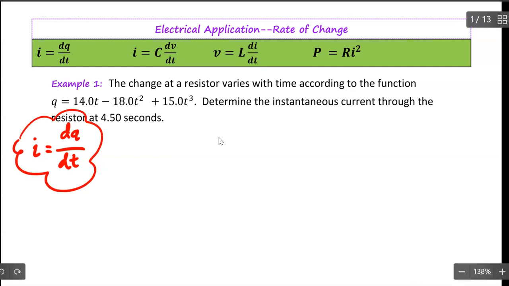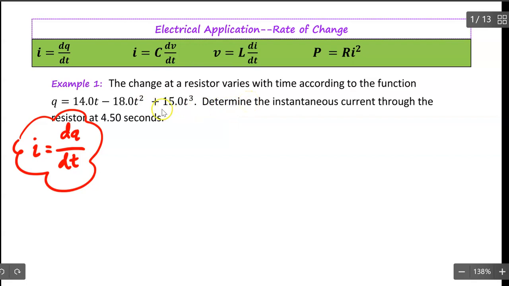All right, so the instantaneous current through a resistor at 4.5 seconds. The charge at the resistor varies with time according to this function here. So when you have some amount of charge going through this resistor, a different kind of resistor will affect the flow of the charge through the circuit. And you can find the instantaneous current at a specific time during that period.